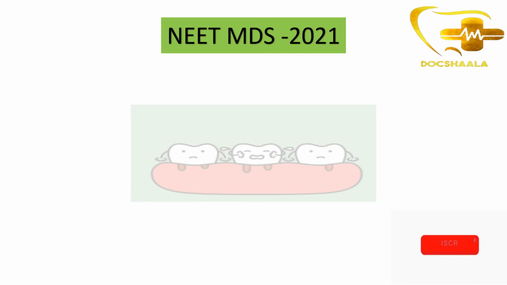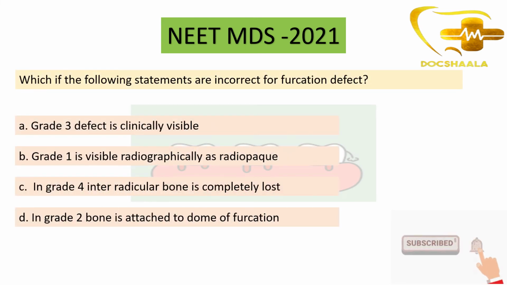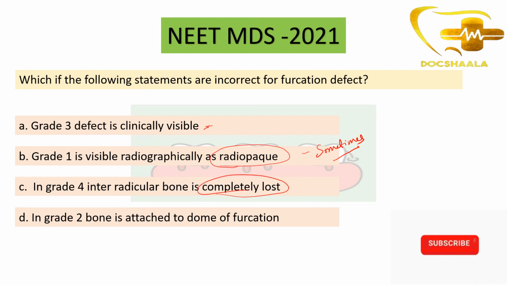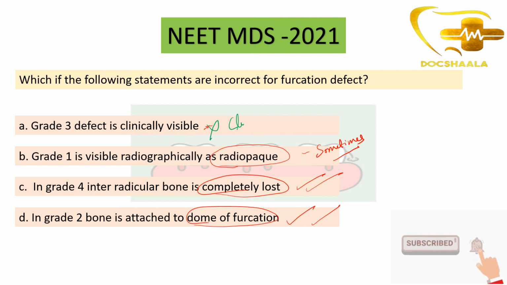So coming back to the question: which of the following statements are incorrect for furcation defect? Grade 3 defect is clinically visible. Is it clinically visible? Let us see. Grade 1 is visible radiographically as radiopaque. Yes, sometimes it is visible as a radiopaque lesion. Grade 4, interradicular bone is completely lost. Yes, it is right. Grade 2, bone is attached to the dome of furcation. Of course, it is right. Grade 3 defect is not clinically visible.